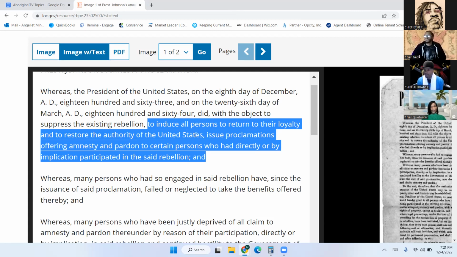My question real quick would be for Chief Ether. Any questions you got so far, bro, as we walking through this information?